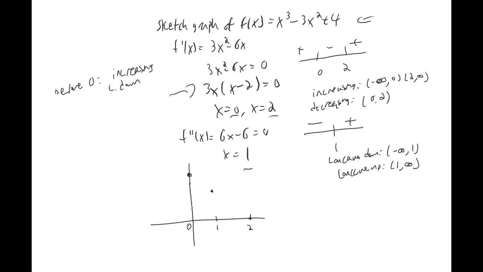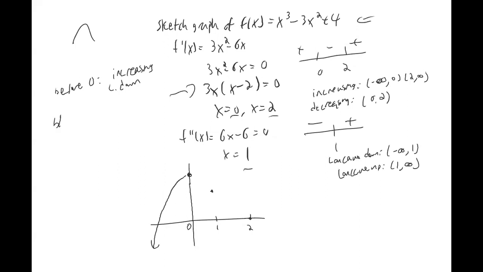Concave down, I'll just write C down. Concave down means what? It's like a frowny face. So if I'm increasing and I'm concave down, which side of the frowny face am I? The left-hand side or the right-hand side? It's going to look something like this, like the left side of a frowny face. Everyone agree?